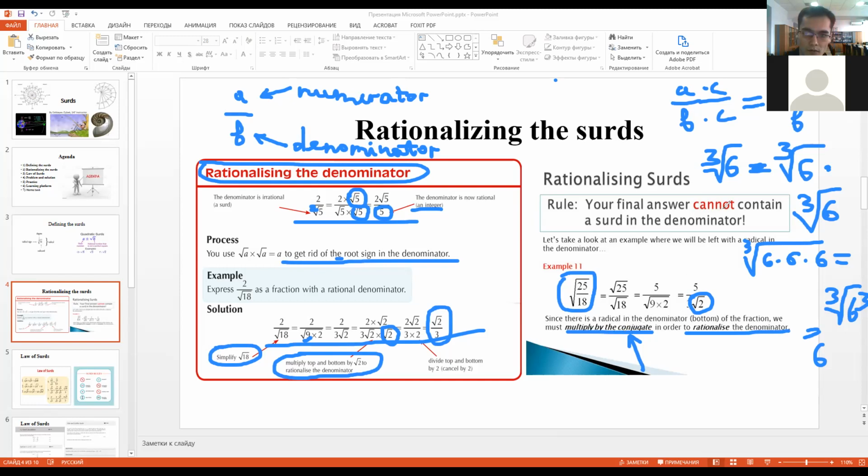Okay, learn this, keep this phrase in your mind, and your denominator shouldn't contain a surd. Okay, so the meaning of this rationalizing operation is just getting rid of the root sign in the denominator. Okay, do you understand this operation?